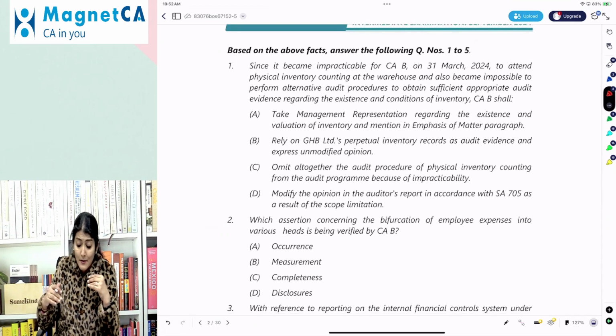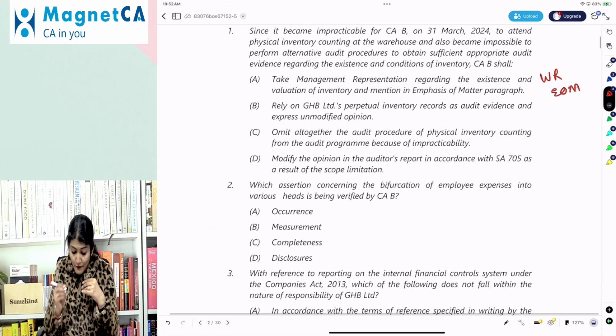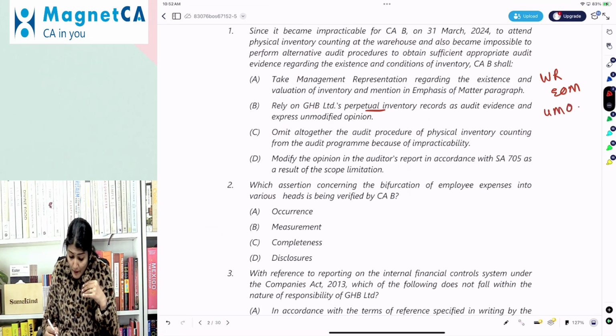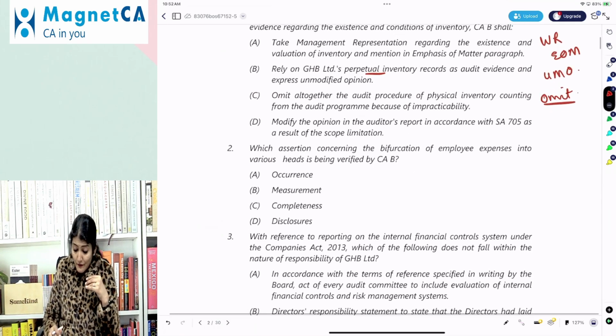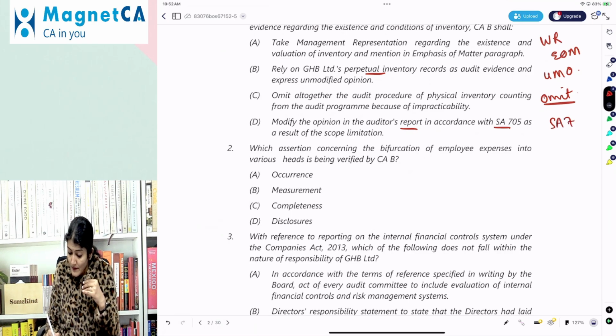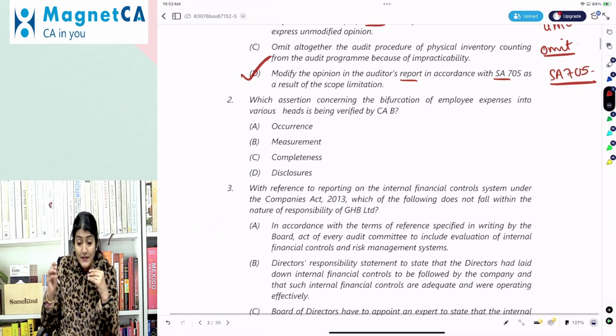Since it became impracticable for B on 24 to attend the counting at the warehouse and also became impossible to perform the alternative audit procedure, CA B shall take management representation and mention about it in the emphasis of matter, right? Rely on the company's perpetual inventory records and also express an unmodified opinion. Omit altogether the audit procedure of the physical inventory counting from the audit program because of the impracticability, or modify the opinion in the audit report in accordance with SA 705 as a result of the scope limitation. Right? So the obvious correct option is D.